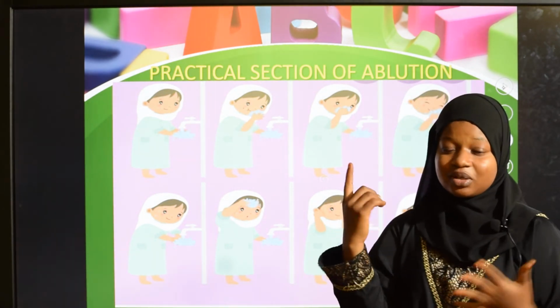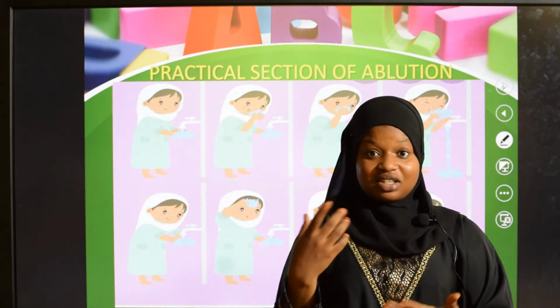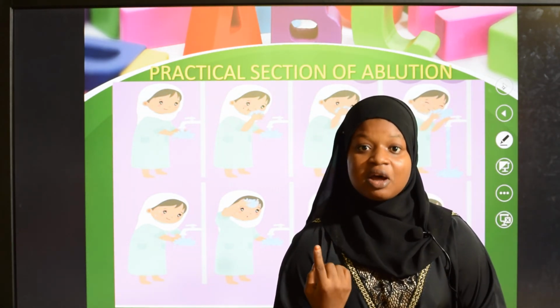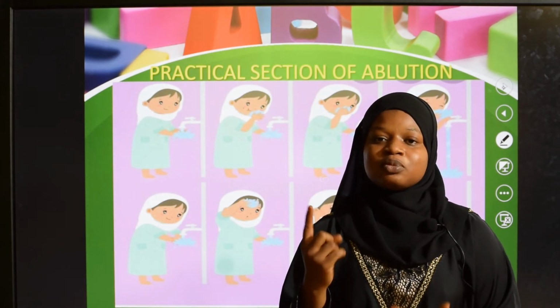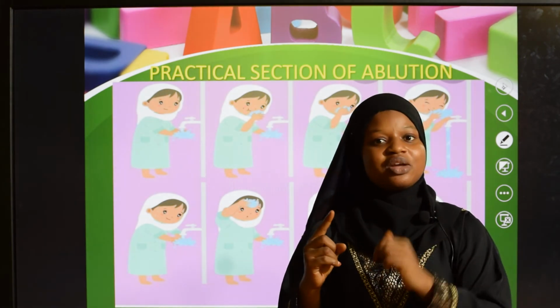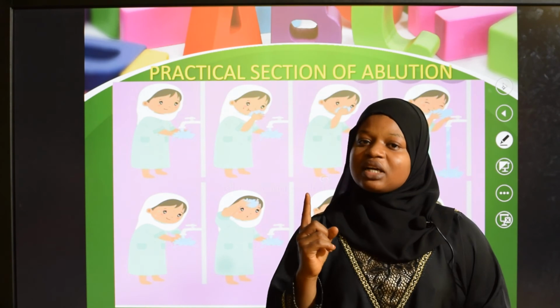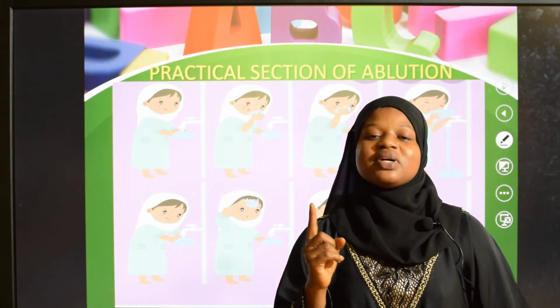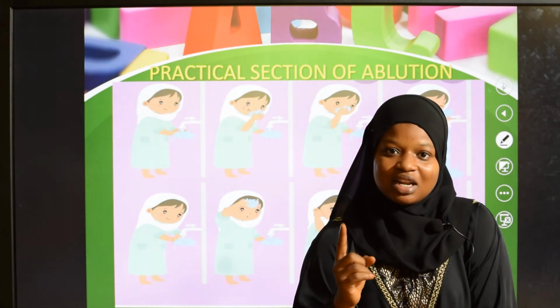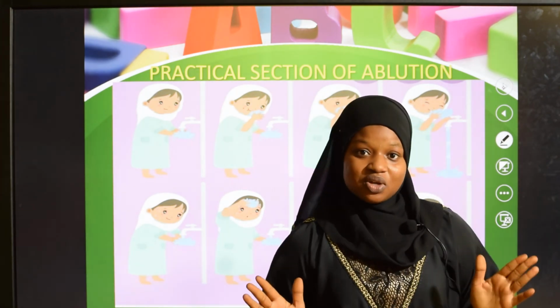And when you are done, you raise your hand up and you say the shahada. Ashhadu an la ilaha illallah wa ashhadu anna Muhammadan abduhu wa rasuluhu. Then you recite the dua for ablution. Allahumma ja'alni min at-tawwabina wa ja'alni min al-mutatahhirina. Then you are good to go. You are done with your ablution.